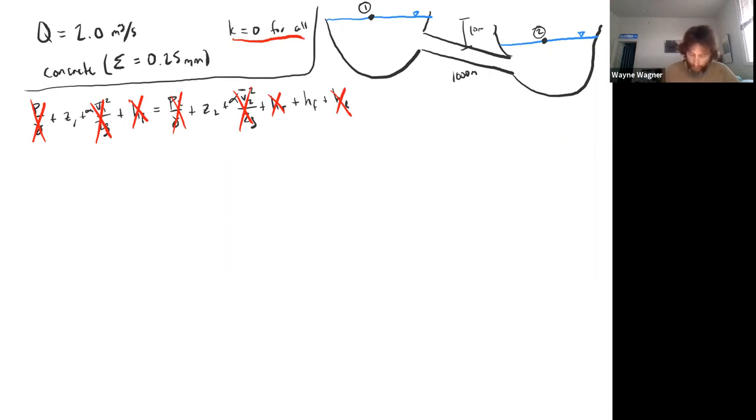Okay, so we're left with Z1 minus Z2. I'll have that over on the left-hand side. So that's going to be 10 meters. So 10 meters equals HF, and that's where we know we're doing Moody problems because we have that F. L on D, so L is 1,000. I guess I'm going straight into plugging in. Over D, and then V squared on 2G. So that's going to be 2 times 9.81 meters per second squared.